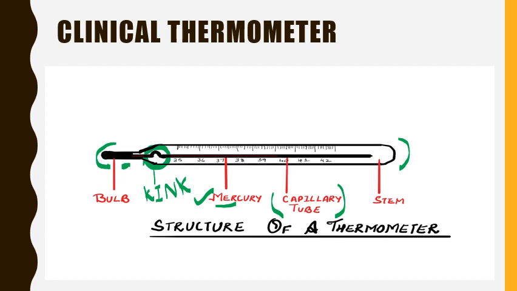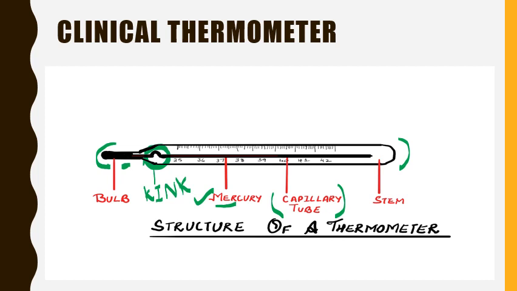Once we have measured the temperature and it is showing the line or the temperature in the thermometer in the stem, then if we take out the thermometer from the person's mouth or from the contact of his body, then this constriction or the kink prevents the backflow of mercury from the capillary tube to the bulb. Therefore, this kink or constriction is present.